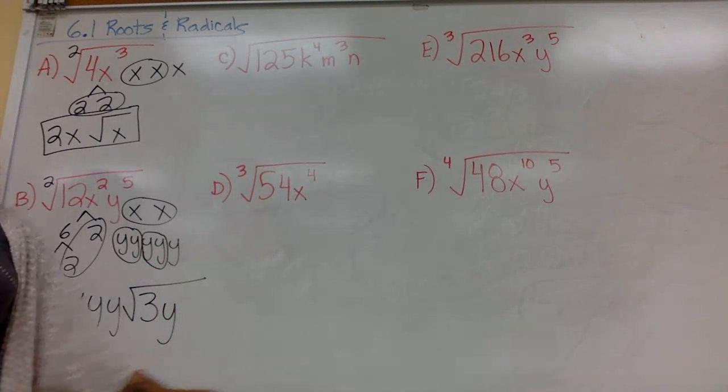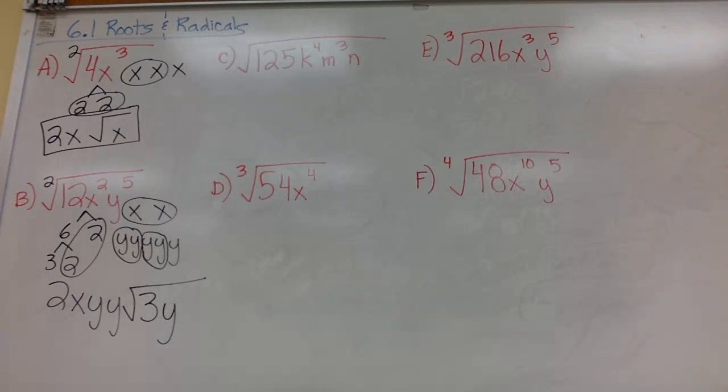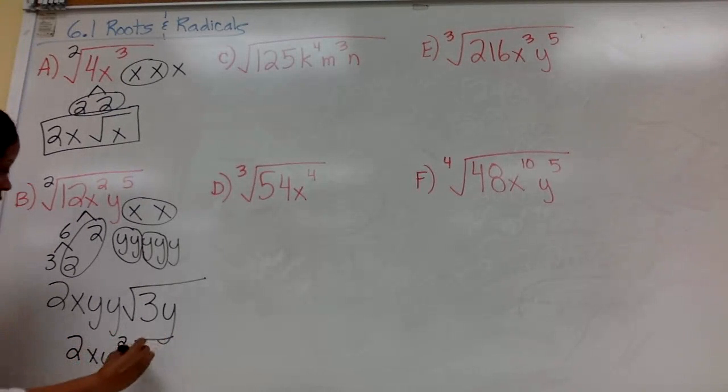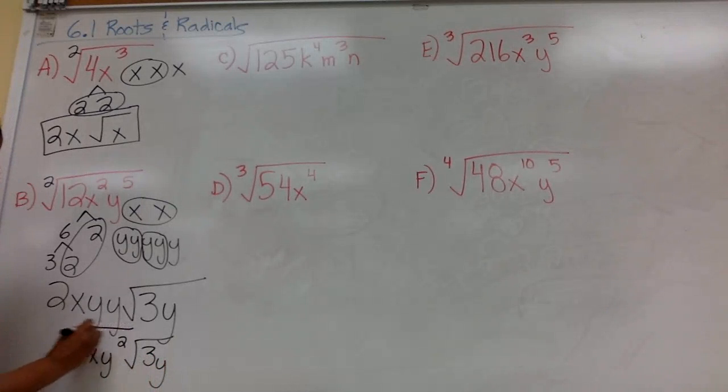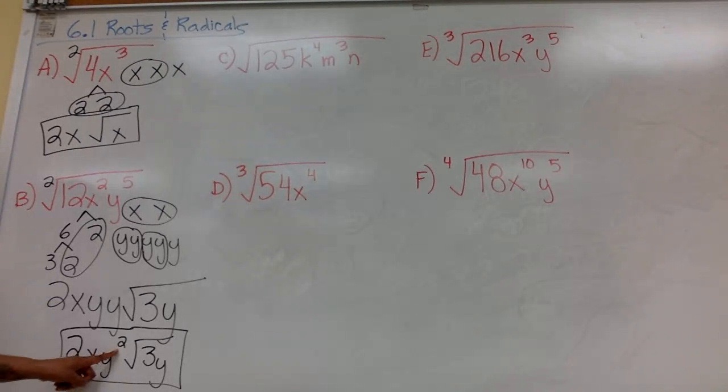So for your final answer, you would just multiply anything that needs to be multiplied. So my final answer is 2xy squared times the square root of 3y. So complete groups go on the outside. Everything else goes on the inside.